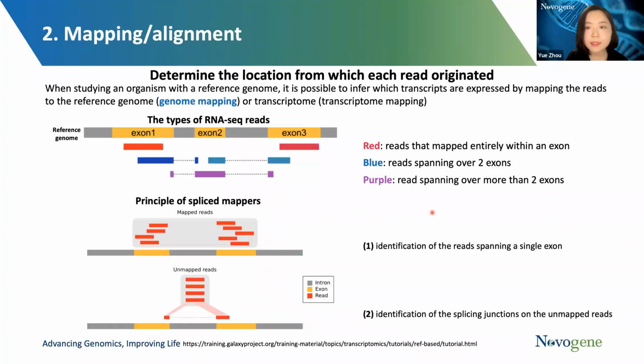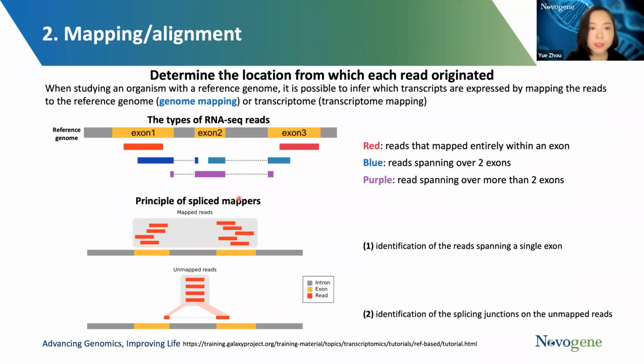And for the mapping part, essentially we're trying to determine the location from which each read originated. When studying an organism with a reference genome, it is possible to infer which transcripts are expressed by mapping the reads to the reference genome or transcriptome. Here are different types of RNA-seq reads: the red reads are mapped entirely within an exon, the blue reads span 2 exons, whereas the purple reads span more than 2 exons.